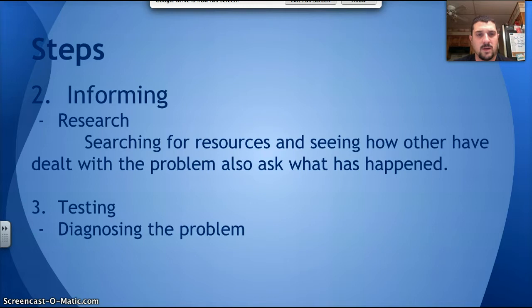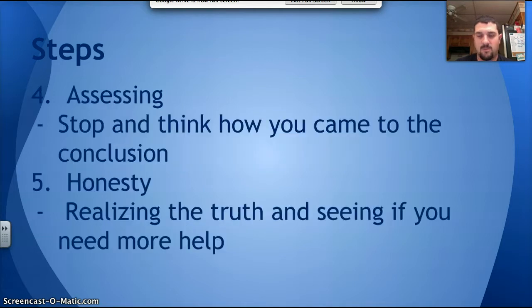Next is step two. It's informing, which is the research part of it, searching for resources and seeing how others have dealt with the problem. Also ask what has happened. Number three is testing. That's simply diagnosing the problem. A good example that I used was, say in basketball, your shot's off. We're trying to figure out what's wrong with it by watching and paying attention to what we've done in the past and to see how to fix that problem.